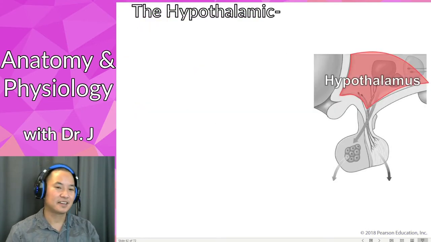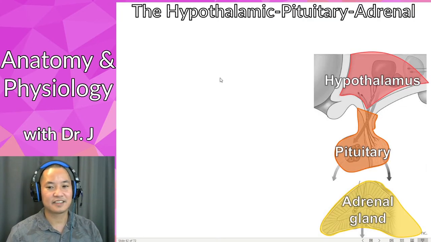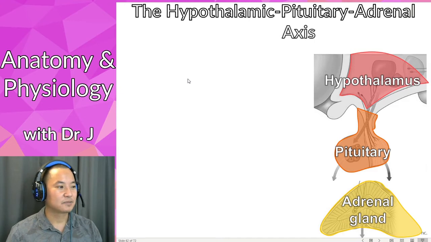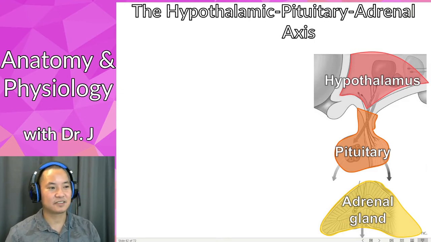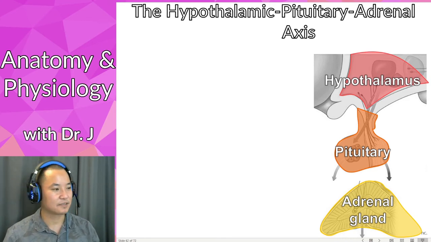So what we have here is the hypothalamus, the pituitary gland, and the adrenal gland. And this is what we call an axis. When we talk about a hormonal axis, it's a kind of pathway of, okay, how do things start and where do they end? And how do you activate these in sequence? So this is what this axis refers to.